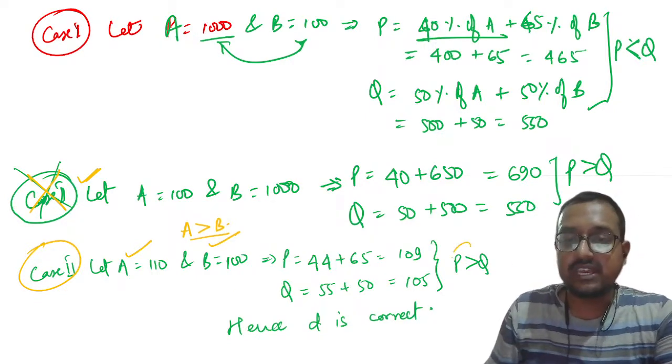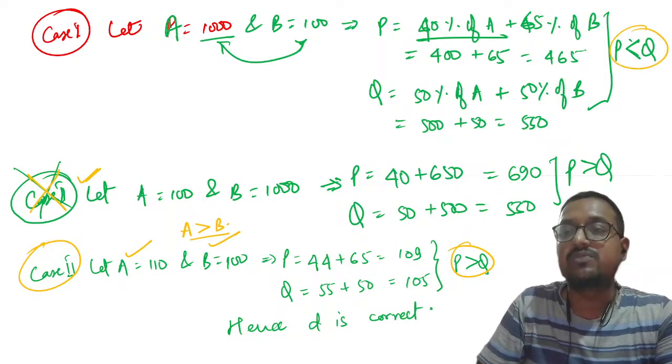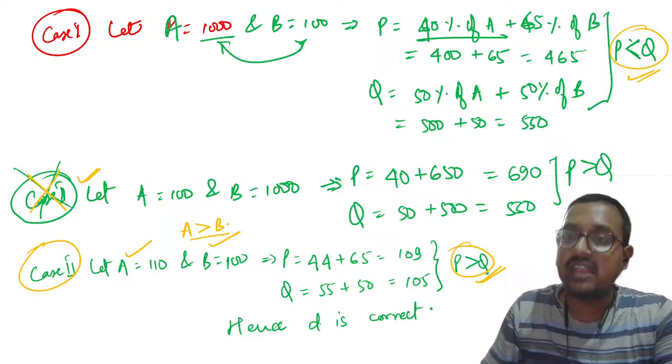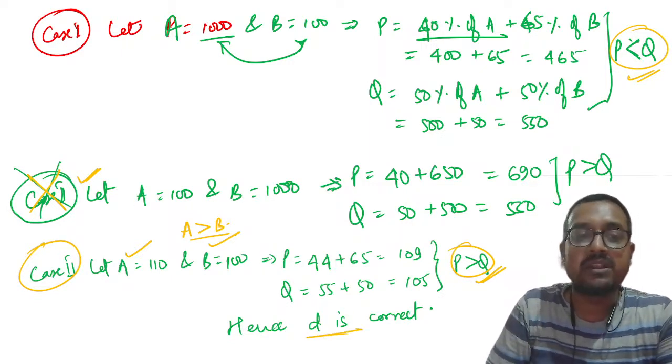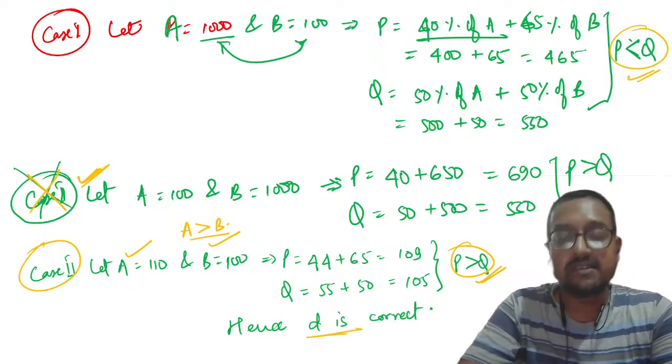So if you see over here, again these two statements will contradict each other. P is less than Q and Q is greater than, so P is greater than Q. Hence D option will be correct. Please remember, this case will not be valid.